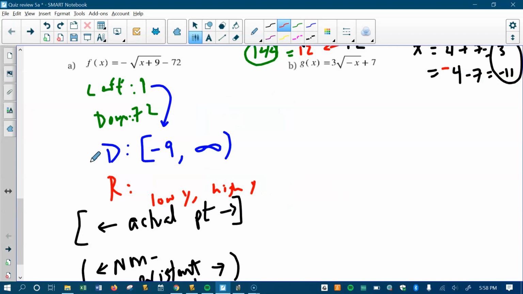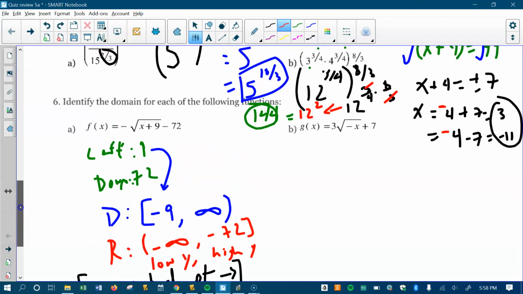So let's go back here. Our lowest y value is negative infinity, because there was no actual low y value, the graph just kept dropping. The highest y value was negative 72. So that's the domain and range for this one.